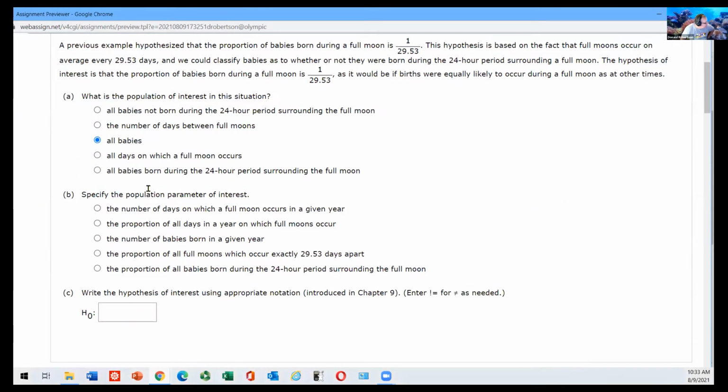Now specify the population parameter. Now it's not the same thing as the population. And isn't the population parameter that guy? Right?